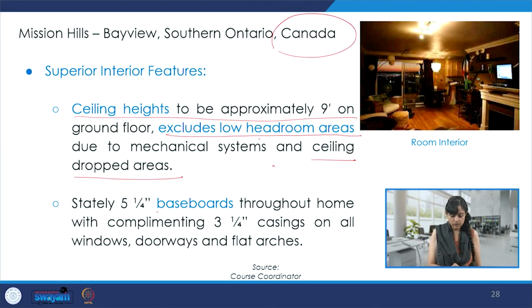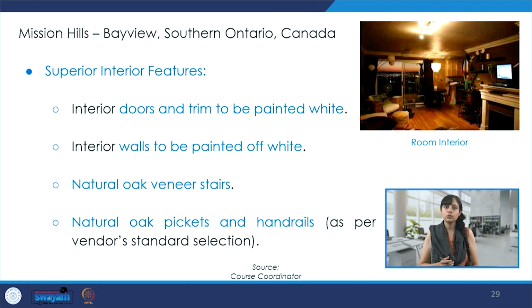And they have used baseboards throughout this home, which are almost 5 inches, and they are complemented by 3 inch casings on windows, doorways and flat arches to give a sort of design vocabulary and definition. So again, to consider some of the interior features, interior doors and trim to be painted white was a decision. Interior walls also to be painted off-white, so these are shades of white.